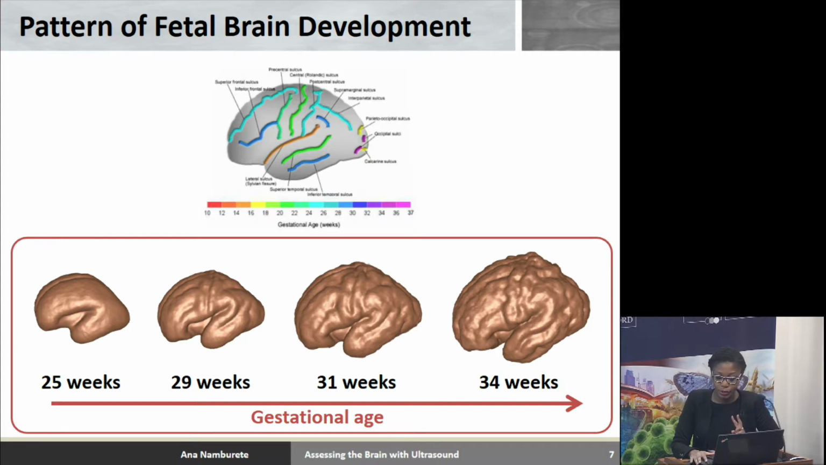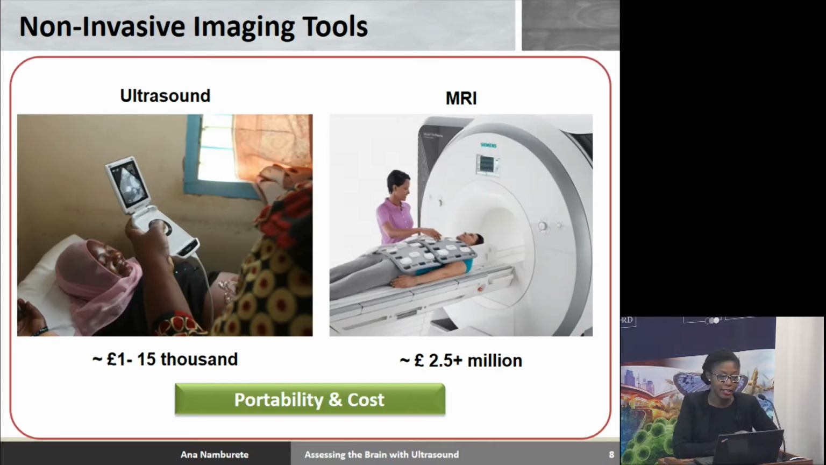Now, there are two ways to non-invasively image the brain. One is to use ultrasound, and the other one is to use MRI. Now, an ultrasound machine will cost roughly, well, no more than 15,000 pounds. There are some really great machines that you can buy for 3,000 pounds, and the quality is just as good as some of the higher end ones. And they're portable, so you can actually take them out to the communities that need them.